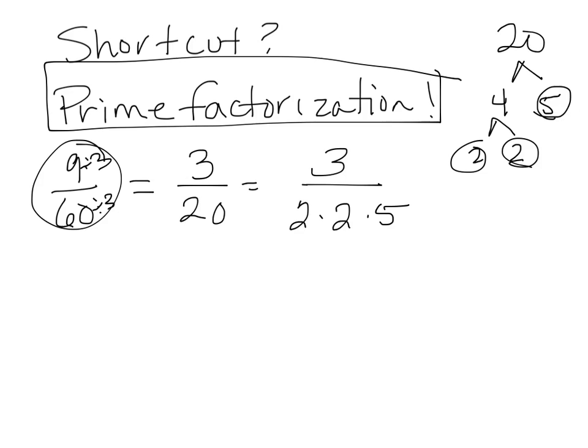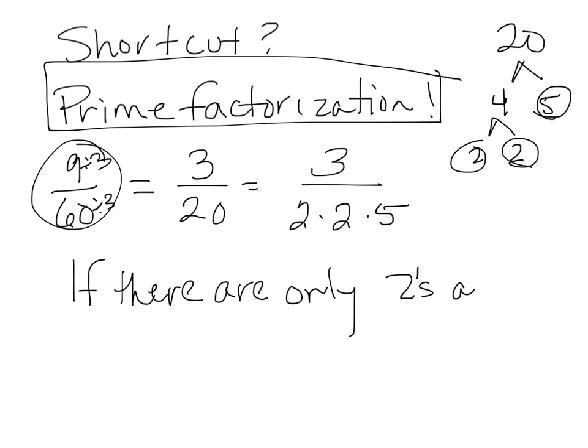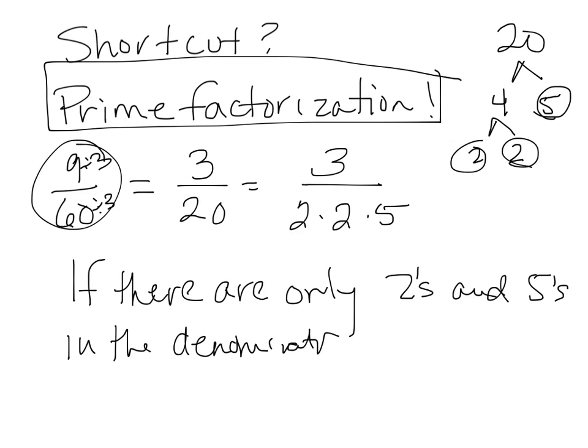Okay. Now, here's the rule. If you do the prime factorization and there are only 2's and 5's in the denominator, all right, I can guarantee you that you got yourself a finite decimal.